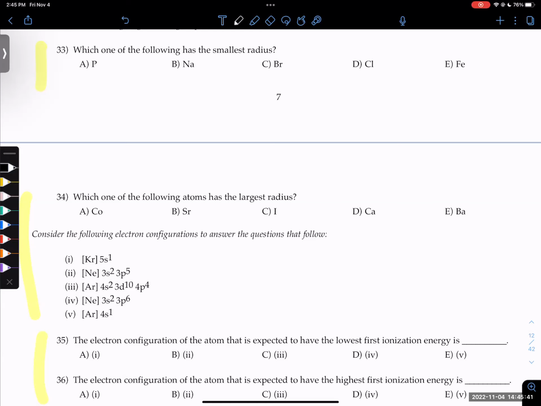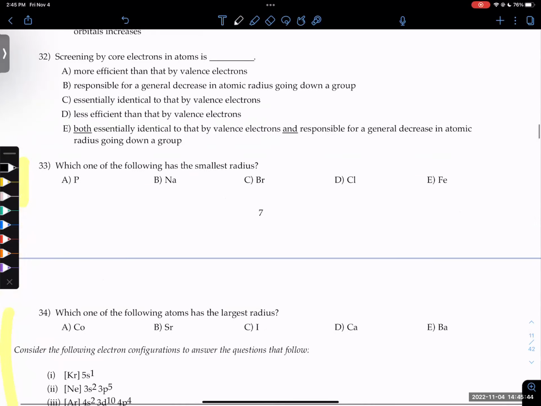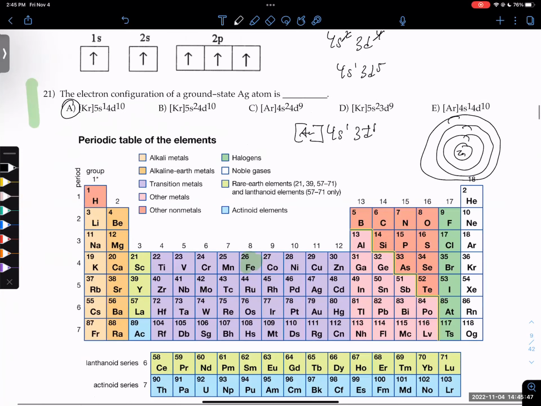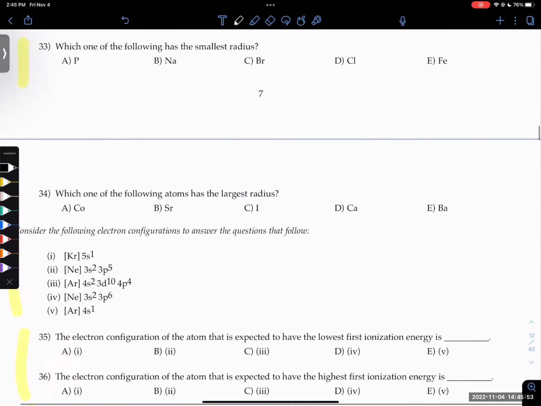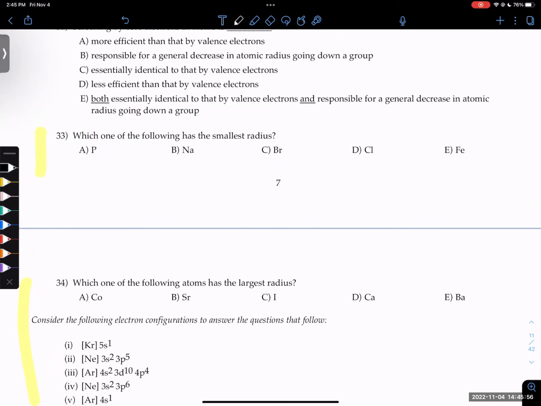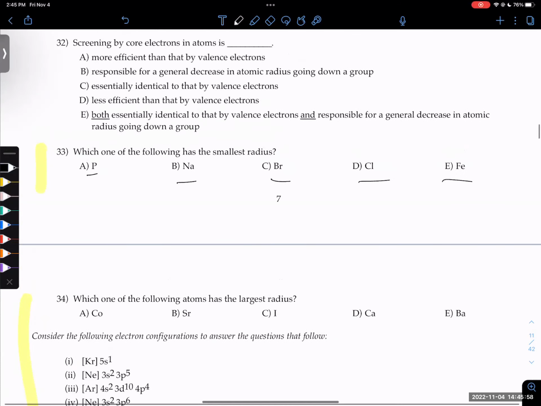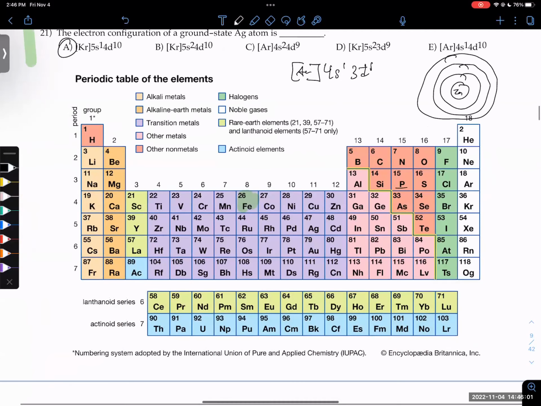All right, so there's a periodic table, you scroll up to your periodic table. Now I gotta scroll back here. So which of the following has the smallest radius? We've got phosphorus, sodium, bromine, chlorine, and iron. So we have these 5 elements that I've underlined. You can highlight them, I can't. Phosphorus, sodium, bromine, chlorine, iron.